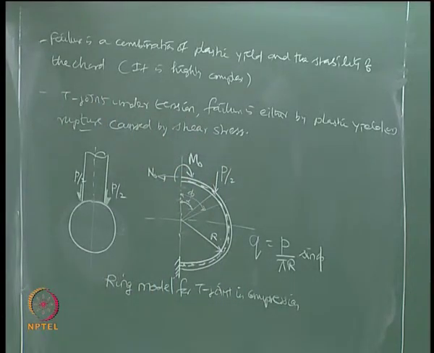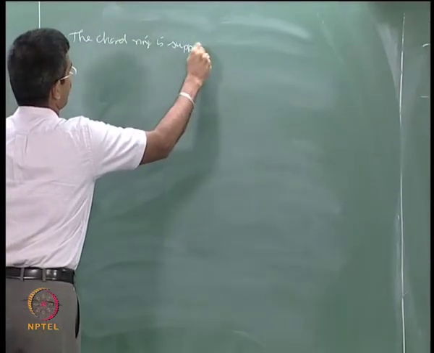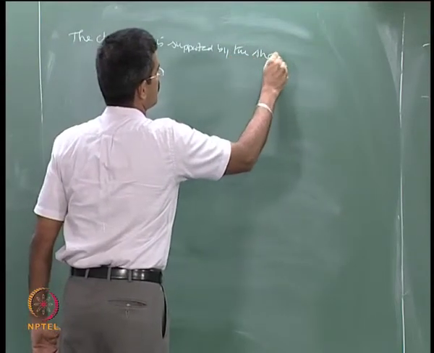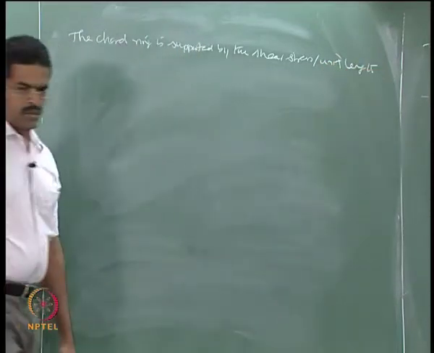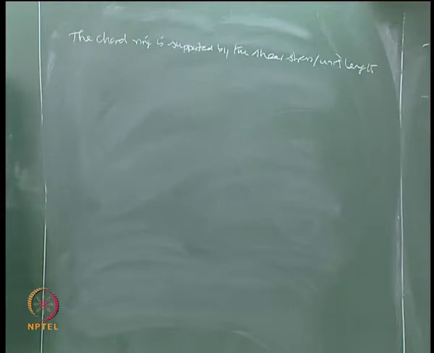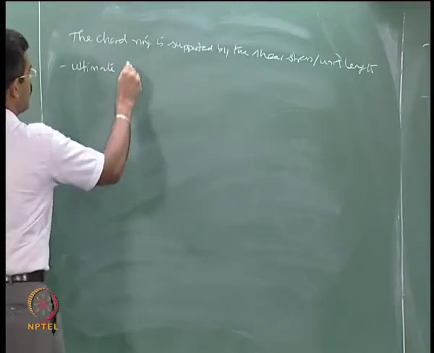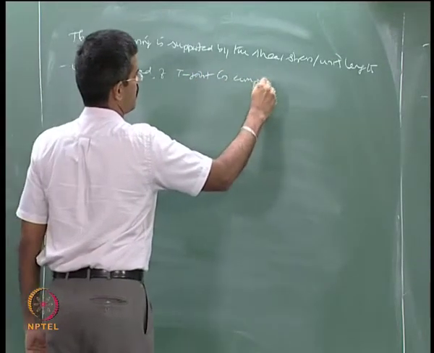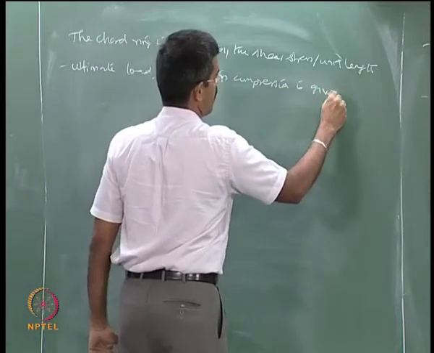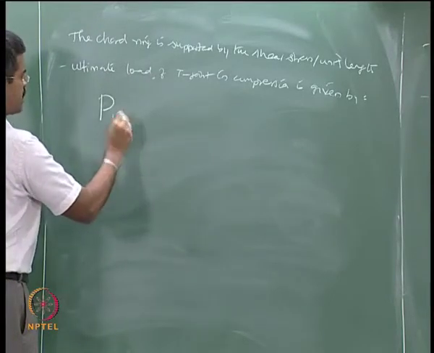Looking at this, we can understand that the chord ring is supported by the shear stress per unit length, and we can say now the ultimate load of the T joint in compression is given by P ultimate compression the T joint.